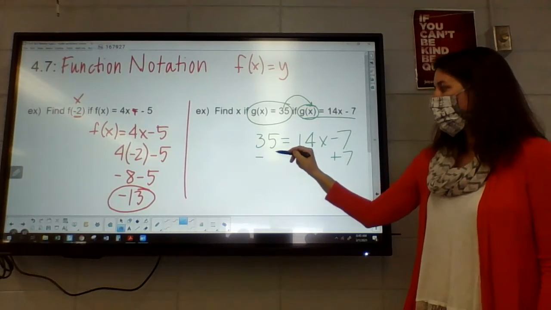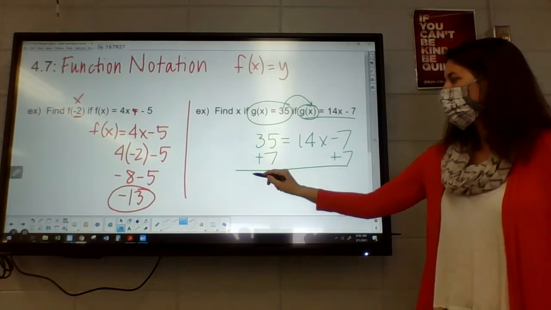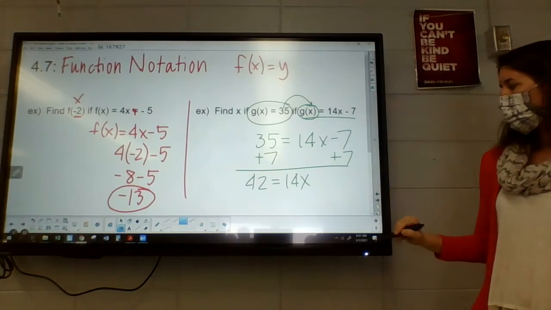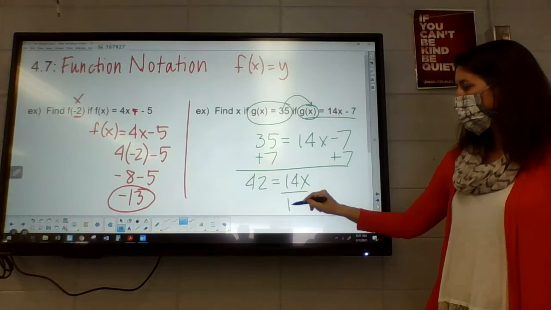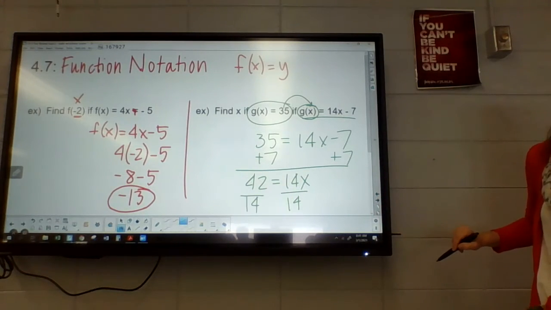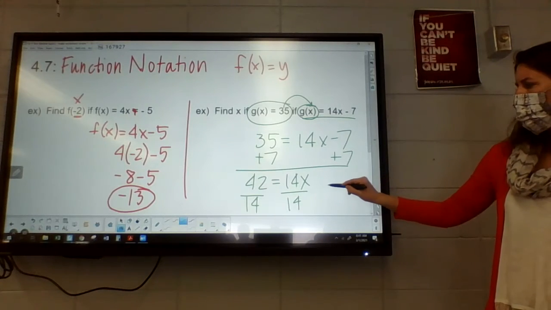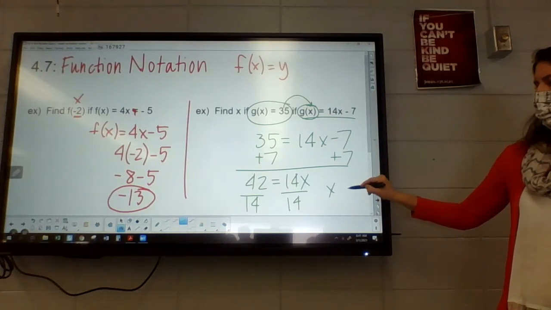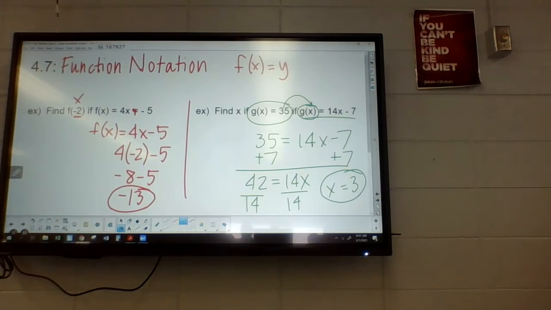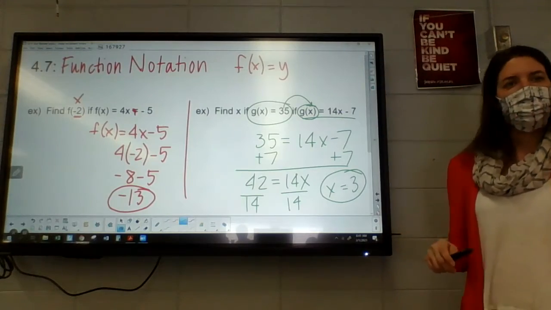So I'm going to move this 7 over. And then I can divide by 14 to find out x is 3. X ends up being 3. So that's the x value that makes this function equal 35.